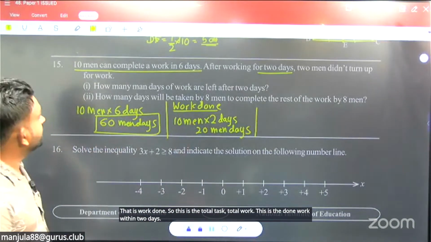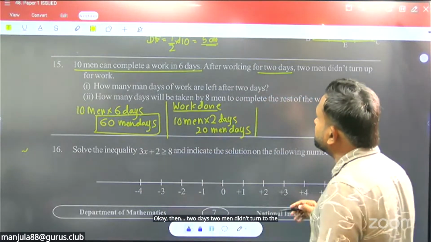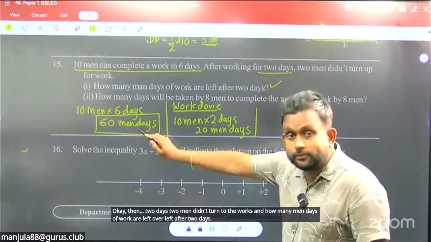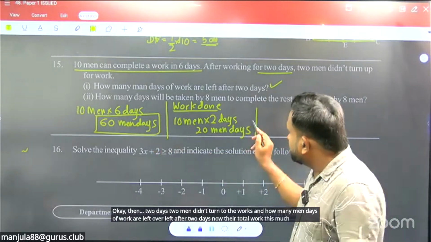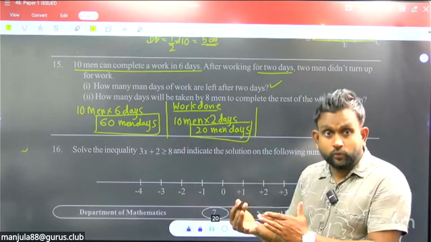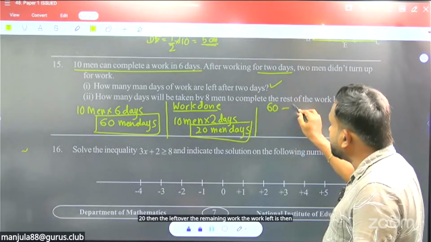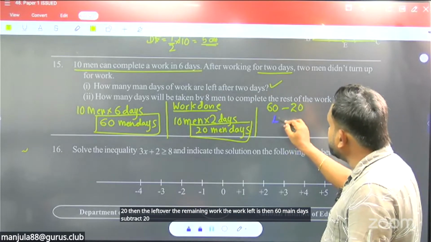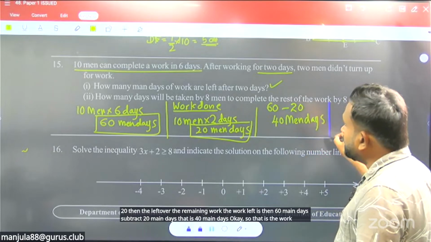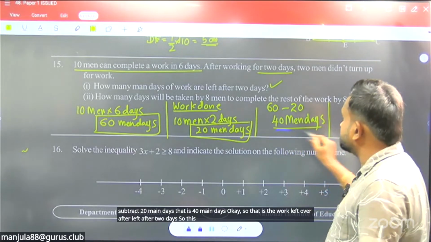Okay. Then after 2 days, 2 men didn't turn up for the work. So how many man days of work are left after 2 days? Now the total work is 60, the work done within 2 days is 20. Then the remaining work is 60 man days subtract 20 man days, that is 40 man days. Okay, so that is the work left after 2 days. So this is the part one answer.